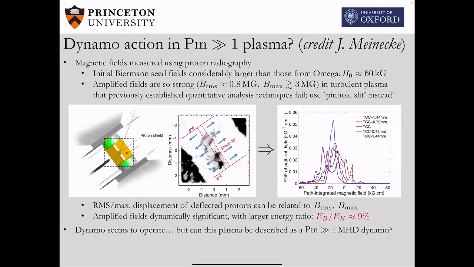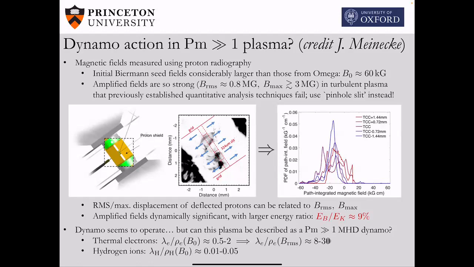So in short, the dynamo seems to be operating, but one question we have, kind of an ongoing discussion we have, is can we really describe this plasma as having a large magnetic Prandtl number and also being an MHD dynamo? The reason for this concern is that if one looks at some of the microphysics, for example, and characterizes thermal electrons, even pre-amplification, the electrons are almost approaching being magnetized, with their mean free path over gyro radius being order 1. And then post-amplification, this same parameter becomes very large, anywhere between 8 and 30.